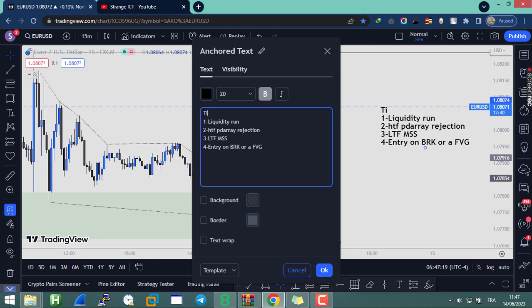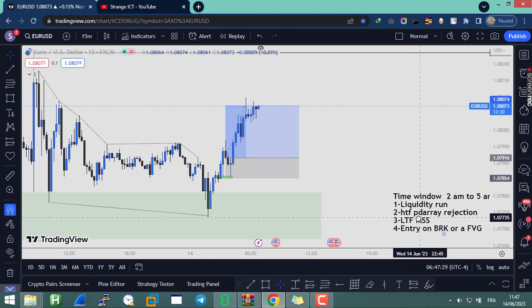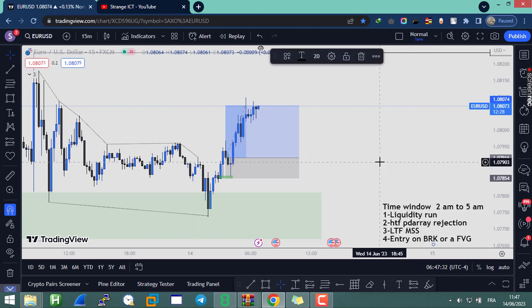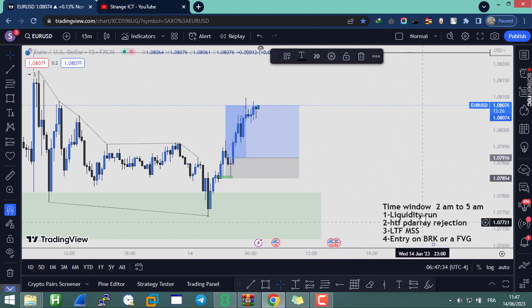And of course we have the time. So for forex pairs, the time window is 2 a.m. to 5 a.m., which is the London killzone. So let's just put this aside and try to apply this on here.